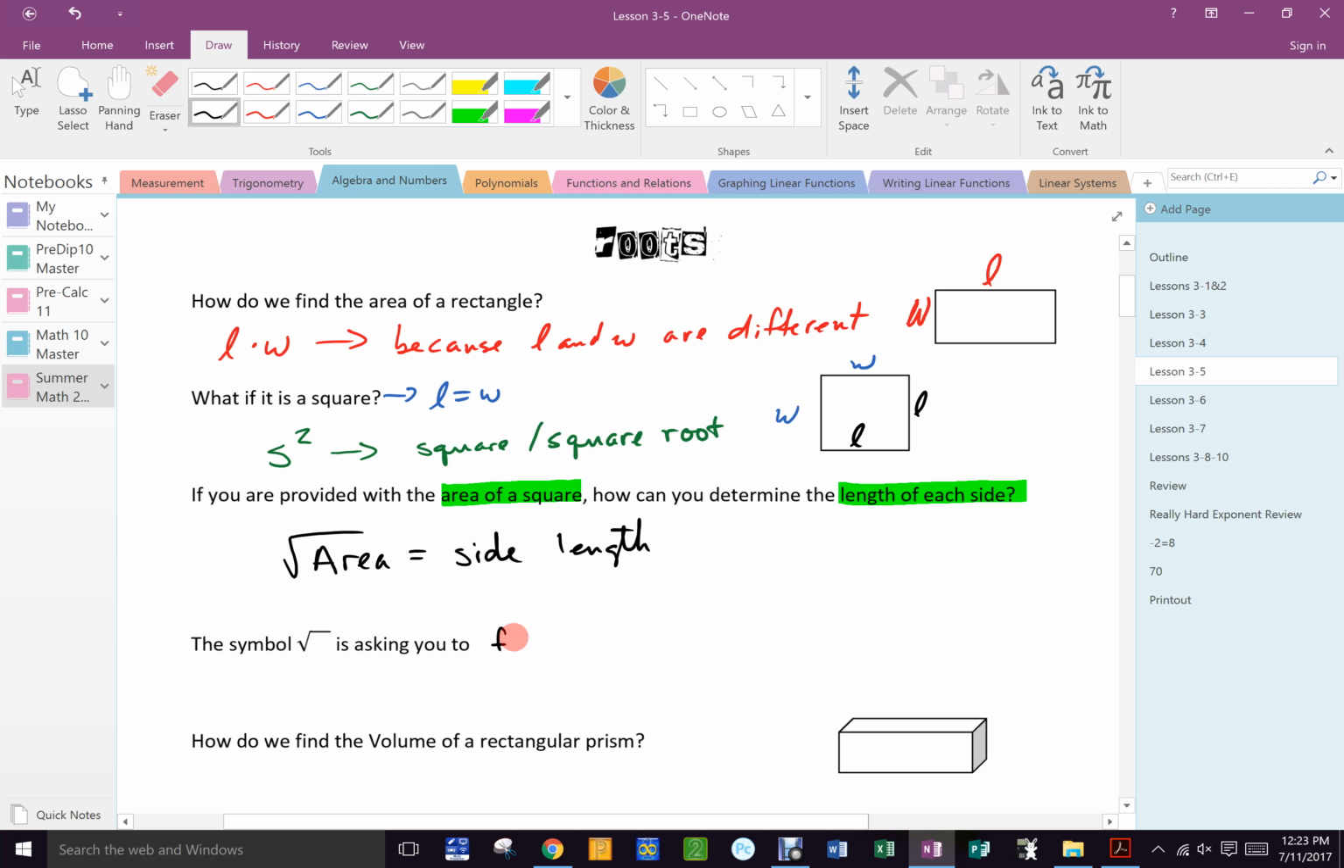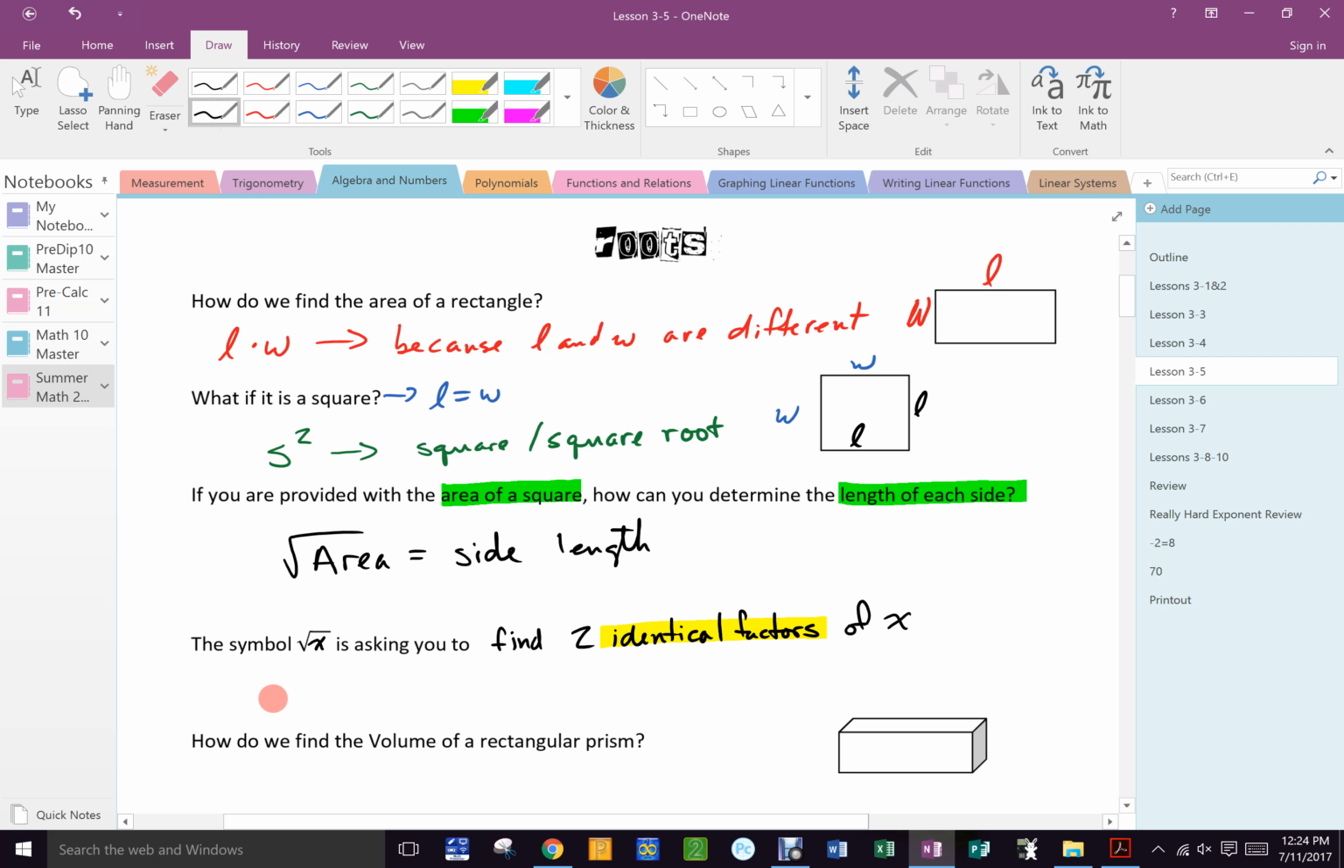That symbol is asking you to find two identical factors of, I should have had an X in there, of X. The key here is they must be identical.